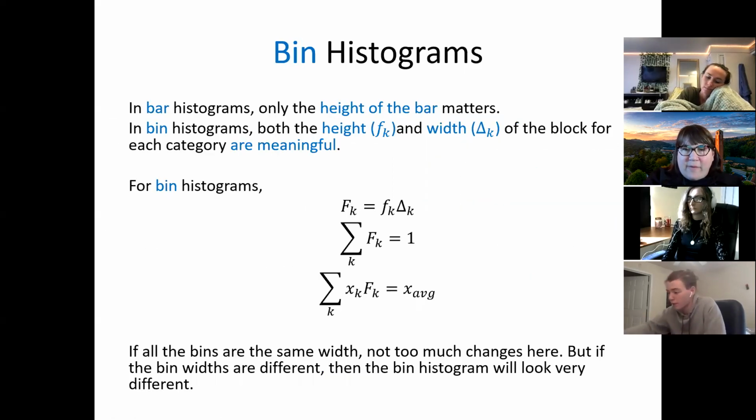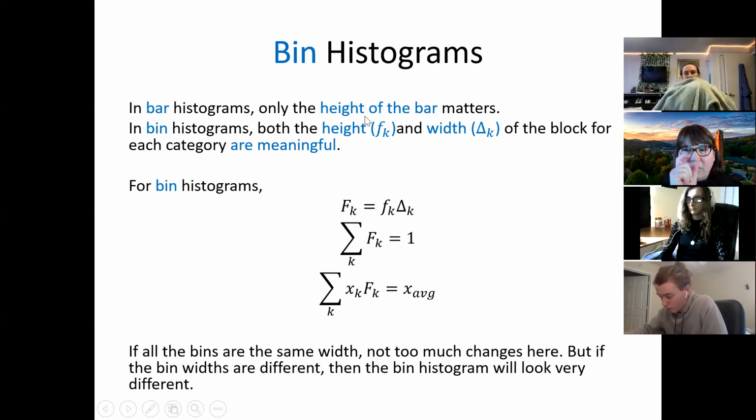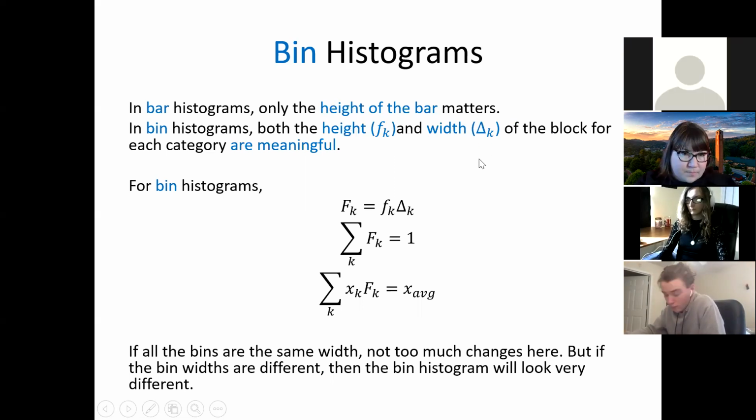For a bin histogram, however, the width does not have to be the same for all of the bins. And obviously the height doesn't either for either type of bin or bar histogram. Those are going to vary. So in bar histograms, we only care about the height, and the width is given or inherent to the problem. And in bin histograms, we care about the height, f sub k, and the width of the histogram, delta sub k, for each bin.